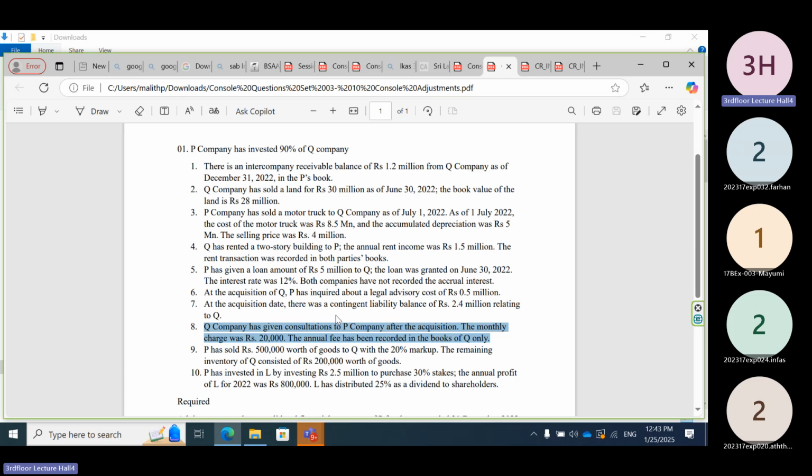What you have to do? Make the adjustment to the subsidiary retained earnings. So adjust this to the subsidiary P retained earnings.